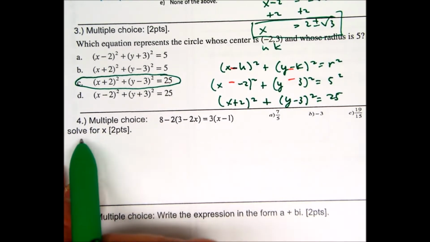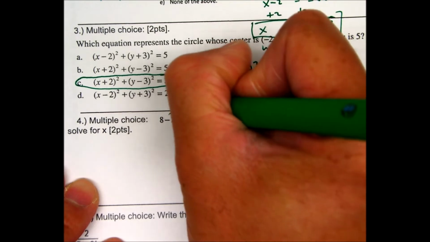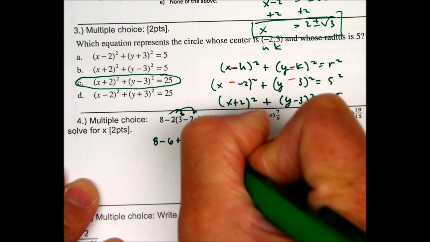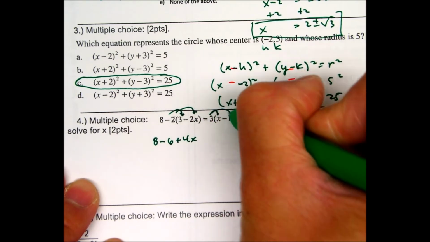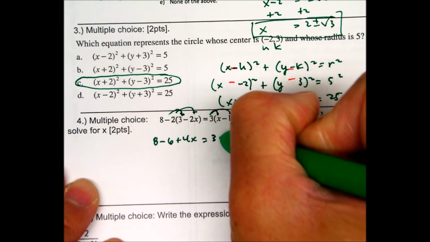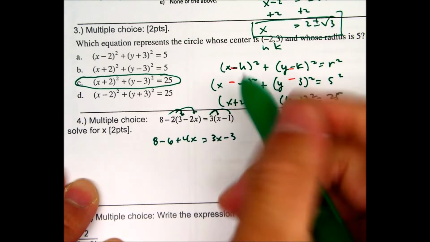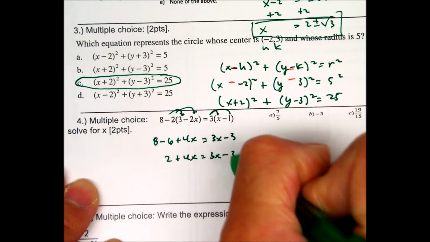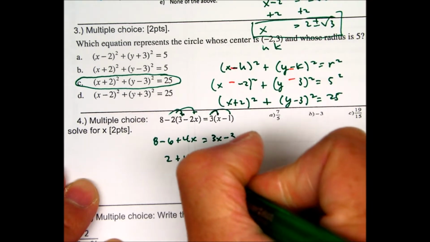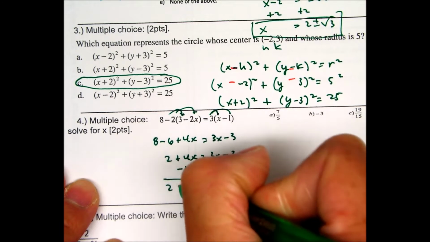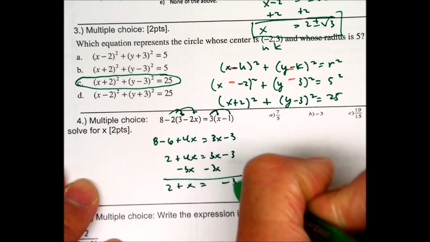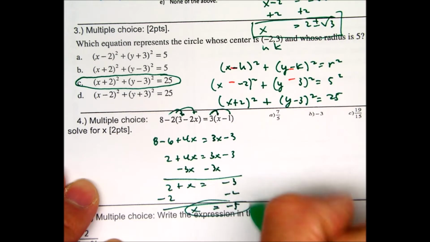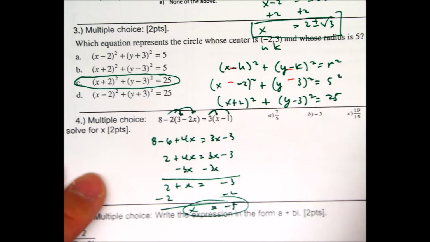Question number 4, multiple choice, solve for x. So I'm going to distribute the negative 2 here. So I get 8 minus 6 plus 4x, and then distribute on this side 3x minus 3. I can combine my terms here, so 2 plus 4x equals 3x minus 3. Subtract 3x from both sides, I get 2 plus x equals negative 3. Subtract 2, I get x equals negative 5, which is choice D.